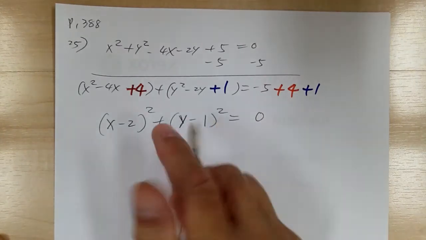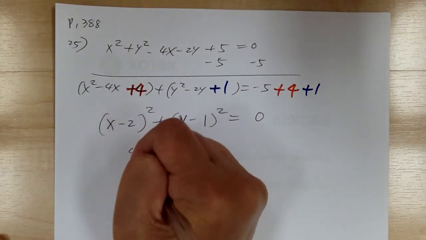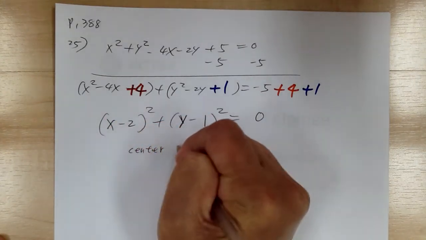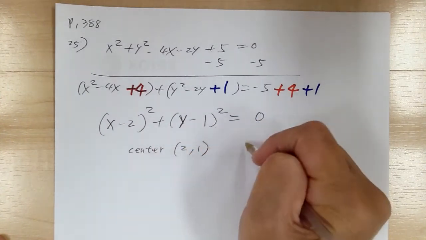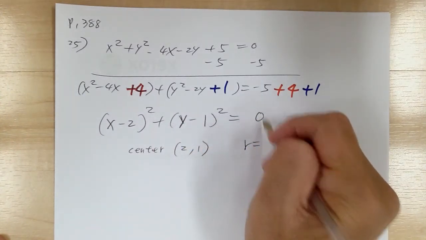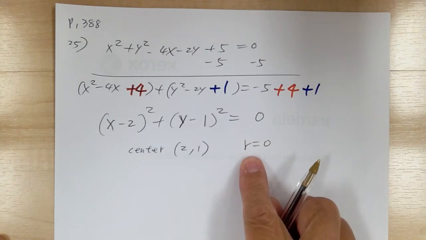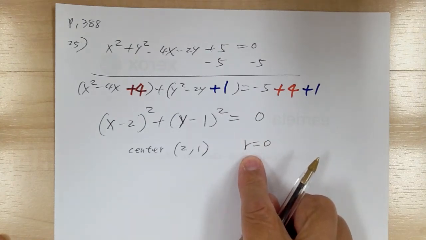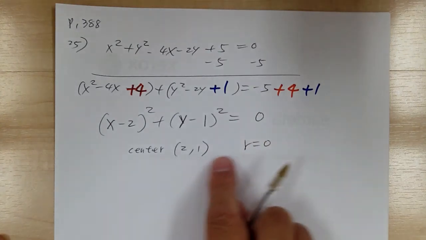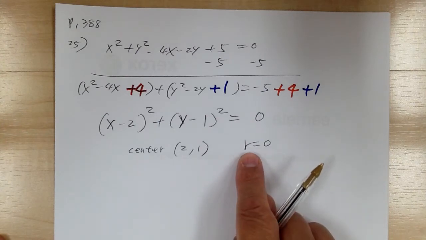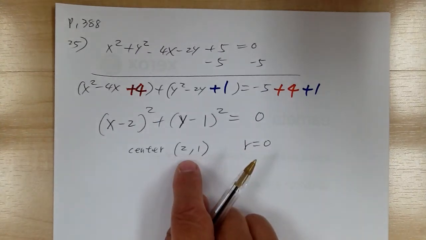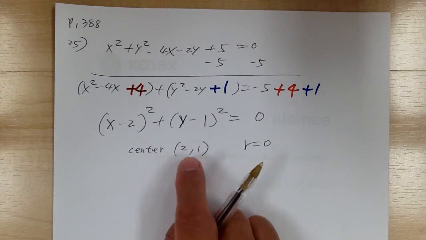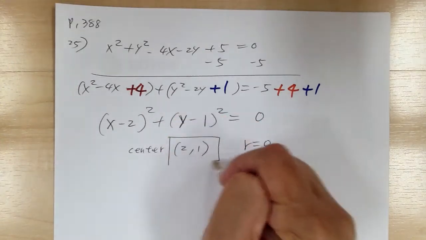Okay? So from here, you can see that the circle, the center, is going to be at (2, 1). And radius, r squared equal to 0, so r equal to 0. So radius equal to 0 means you get a dot. And so this is a graph of a single point, because radius equal to 0 means you get a dot. And therefore, the point that you're looking for is (2, 1).